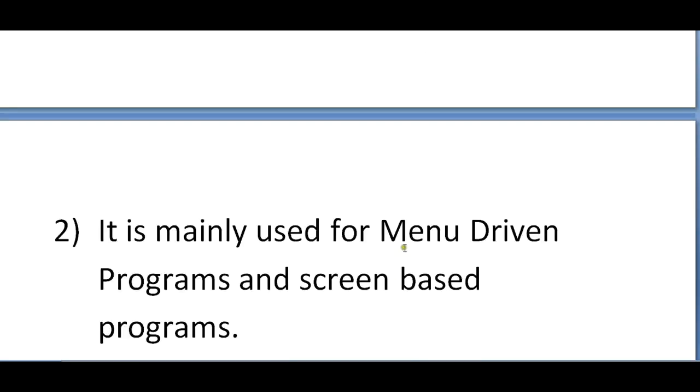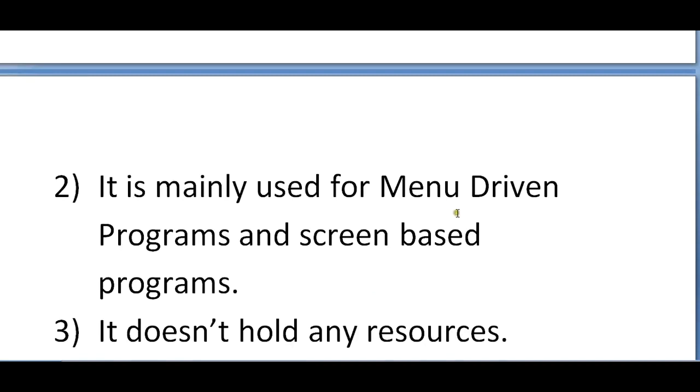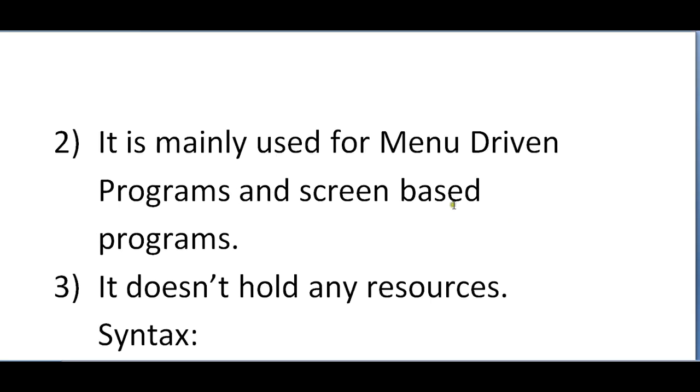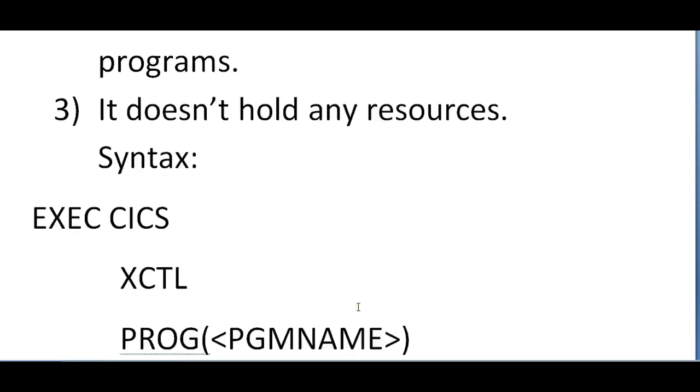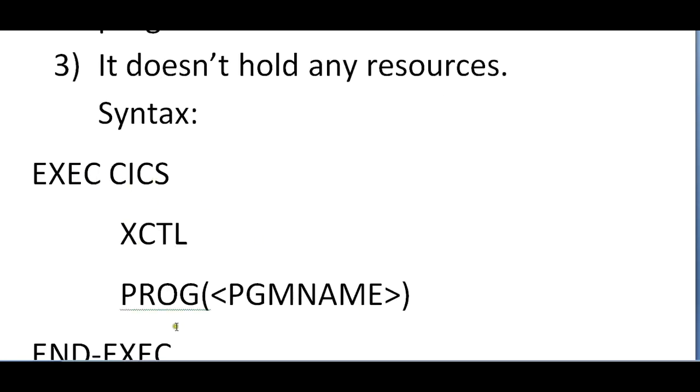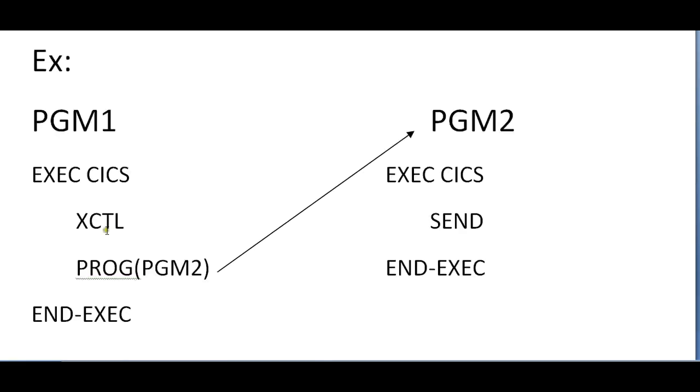It is mainly used for menu driven programs and screen based programs. It doesn't hold any resources. Syntax, you have to write it like XCTL PROGRAM and the program name. So what you are trying to do is, you have two programs, program 1 and program 2. The program you want to jump from, program 1, to another program, program 2, is sending a map, or it is showing you a list of menu driven map. So you want to move this control from one program to another program.